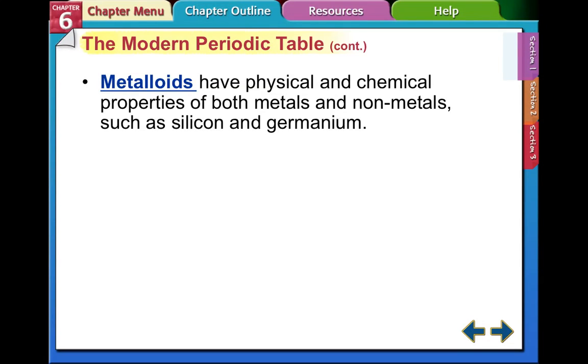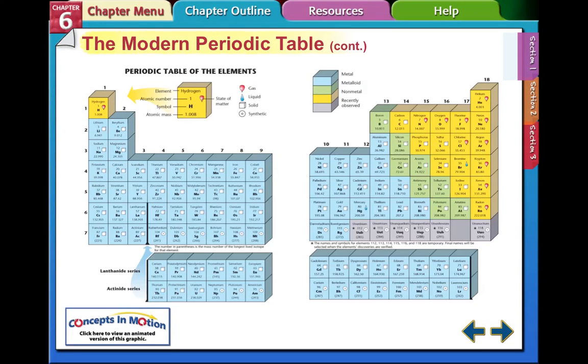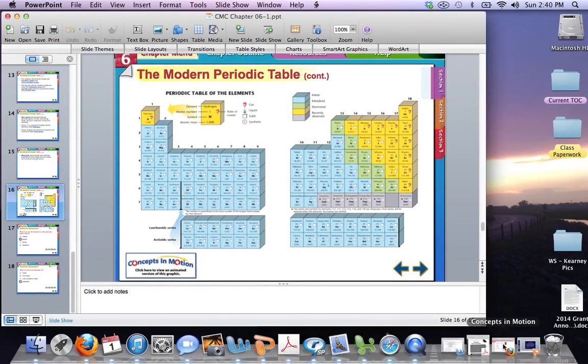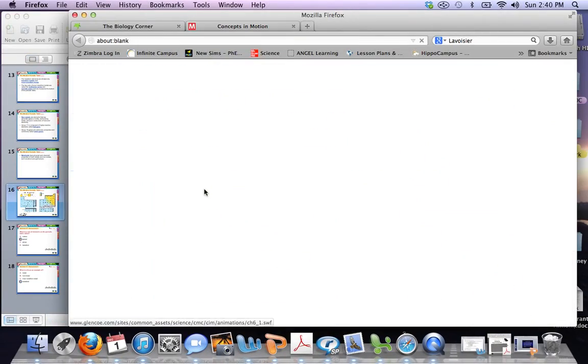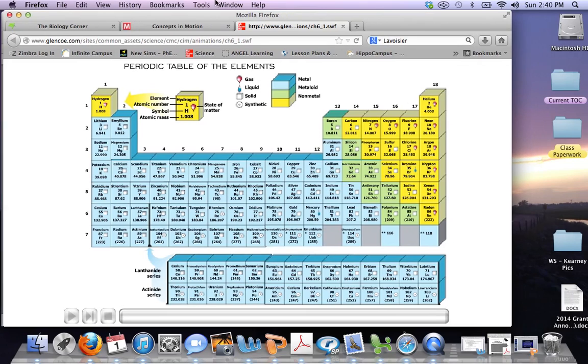Metalloids have physical and chemical properties of both metals and nonmetals. Okay, so they're the green ones here. These are the nonmetals, the yellow, the blue are the metals, and the metalloids lie in between, so they have characteristics of both. Now I'm going to go to the textbook website and we are going to watch this video.